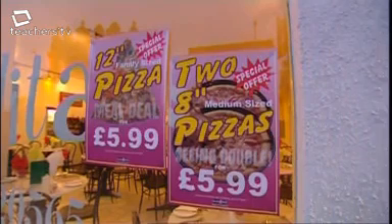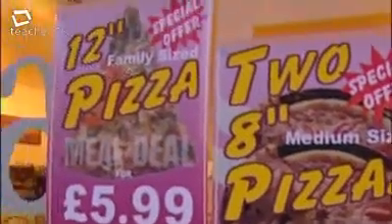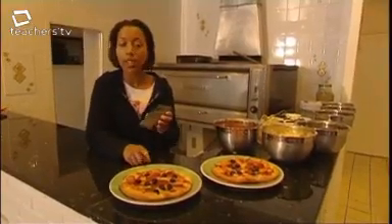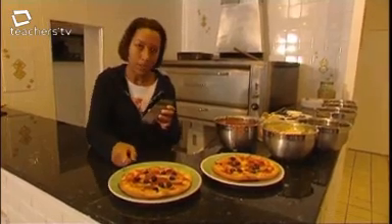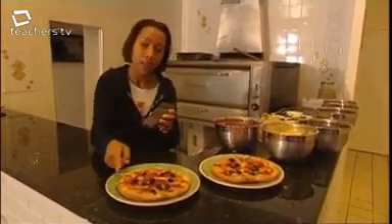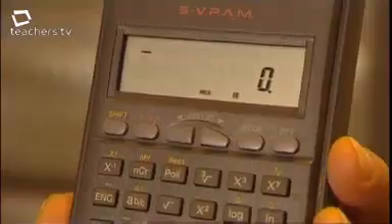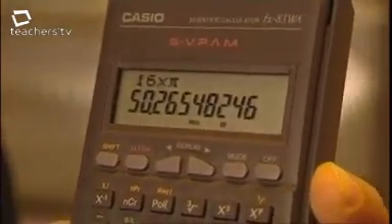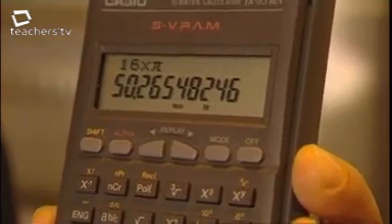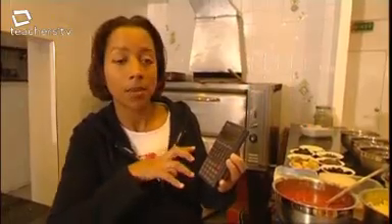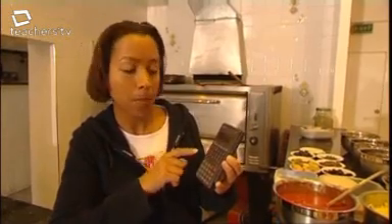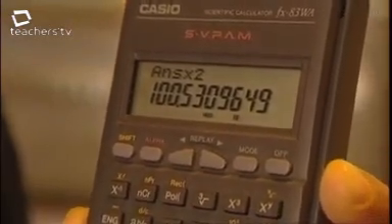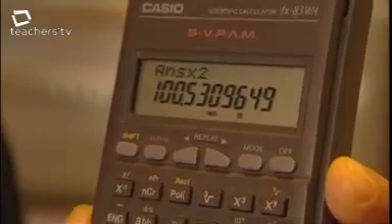Finally, we can work out whether Katie's two 8-inch pizzas are bigger than my 12-inch pizza. To find the area of one of these pizzas, I need to know the radius. Now, it's an 8-inch pizza, which means the diameter is 8 inches. The radius is half of that, so that's 4 inches. 4 squared is 16, multiplied by pi is 50.26548246. Now, there's no point rounding this number yet because I've still got more calculating to do. I need to multiply it by 2 because there are 2 pizzas. And that gives a total area of 101 square inches. That's rounded to the nearest square inch.